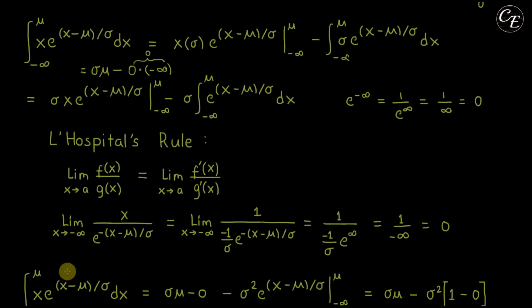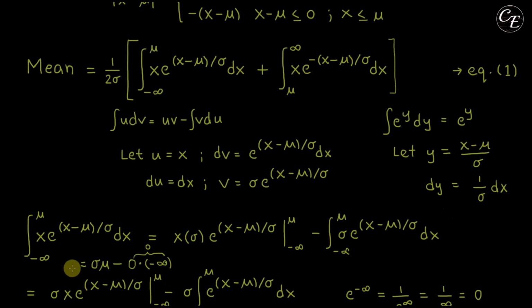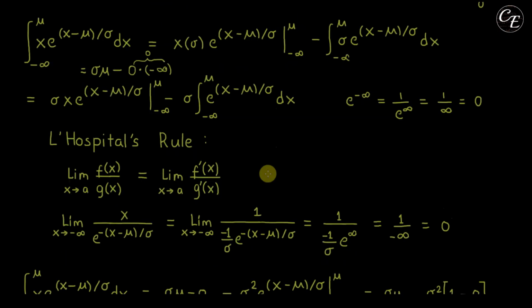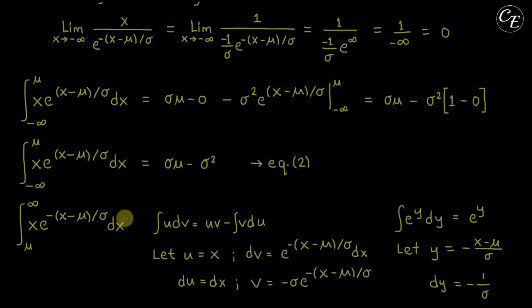Now for the second integral expression, which is this one, we're gonna do the same with what we have done in the first integral expression. Let us use again this integration by parts. Let u be x, and dv will be the rest of the terms, which is e raised to negative of x minus mu over sigma dx, which is this one. Then du will be the derivative of this one, which is dx, and v will be the integral of this one.